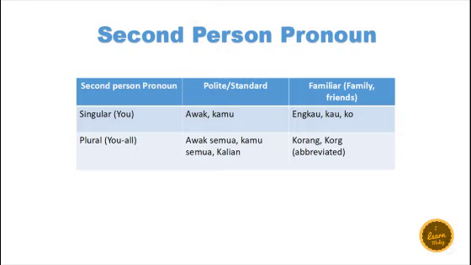Normally, we will add another word, which is semua, S-E-M-U-A. It is pronounced as semua. When combined with the singular you, which is awak or kamu, then we will say it as awak semua, kamu semua, kalian. Of course, for example, my teacher is speaking to us, then they will say kamu semua, kalian. Some people will use awak semua, but I usually hear a lot more kamu semua or kalian used.